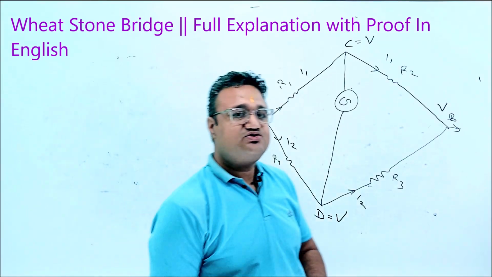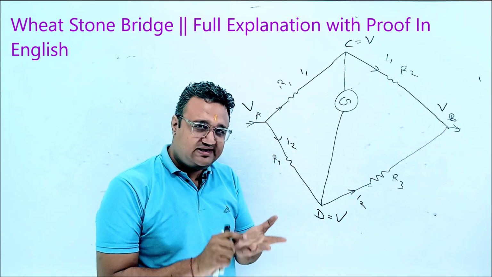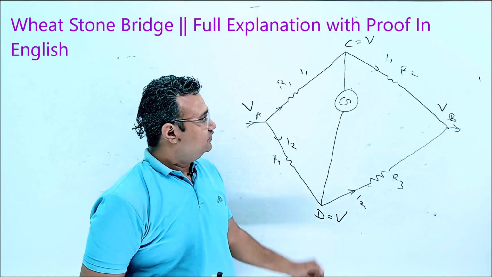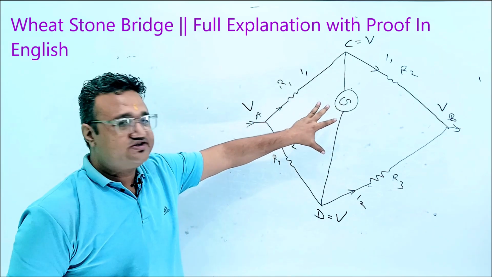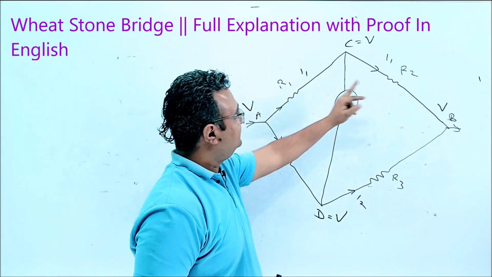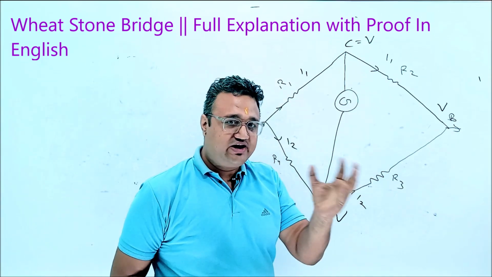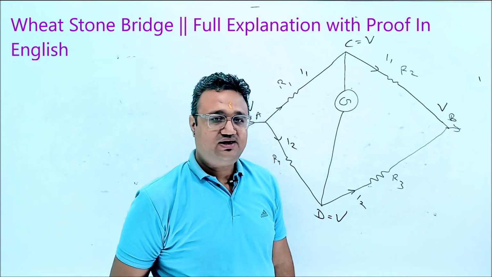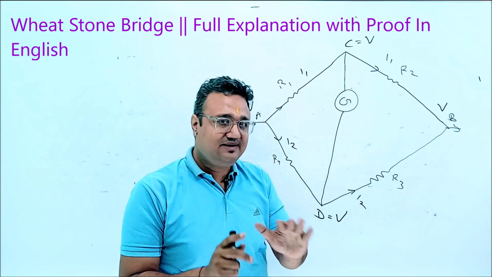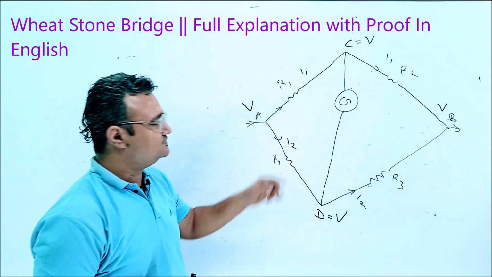Hello, dear student. I am giving you the proof for the balance condition of a Wheatstone bridge. This structure is called a Wheatstone bridge. In balance condition, these resistances R1, R2, R3, R4 have some relation. We are deriving that relation. One way is to derive it using Kirchhoff's law, and the second way I am telling you. It will definitely help you for this proof.